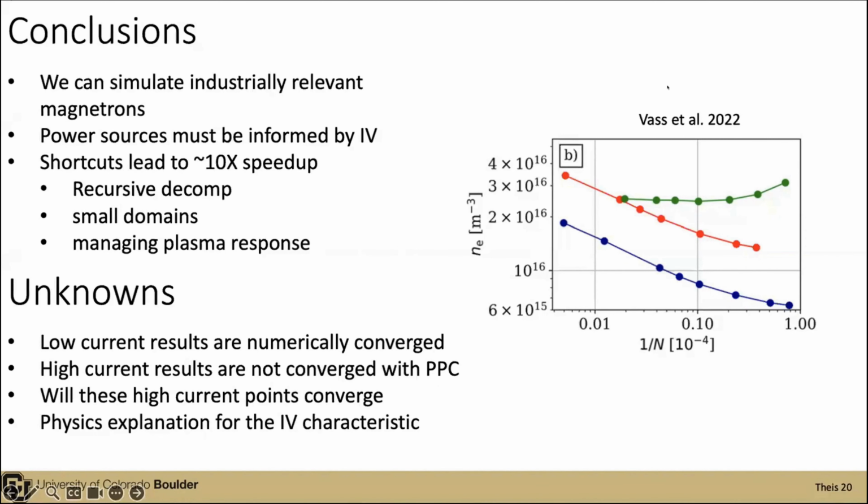This plot on the right shows a recent result from Voss et al. in 2022, where they were simulating a one-dimensional RF discharge. What they saw, this N is the number of particles in the domain, so more particles moves us to the left. As they increase the number of particles in the domain, they actually saw a divergence of the result here, given as the plasma density. And so far I'm seeing a similar concept, where as I increase the number of particles, I get this divergence, which is very concerning. But beyond that, I want to look at physics explanations for the IV characteristic and get a solid explanation for that.